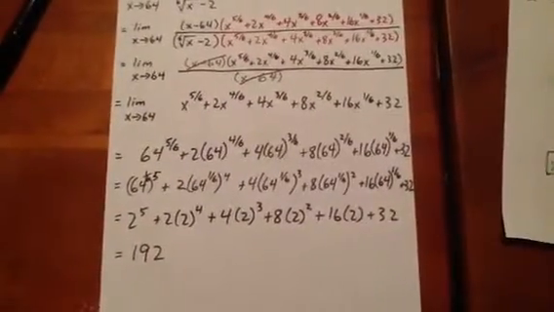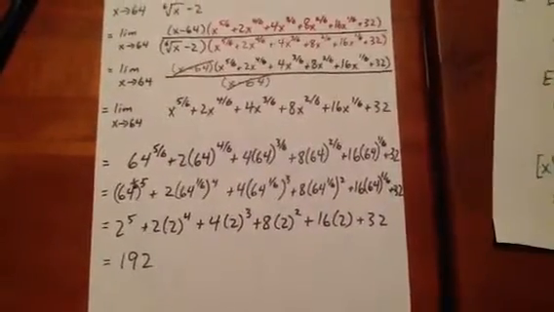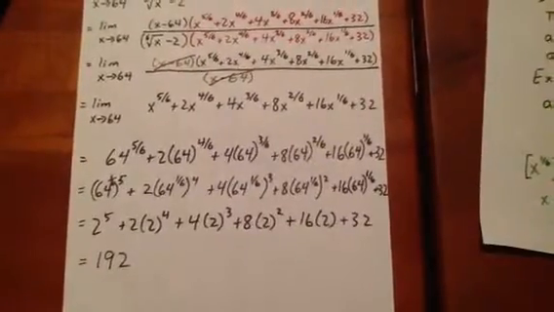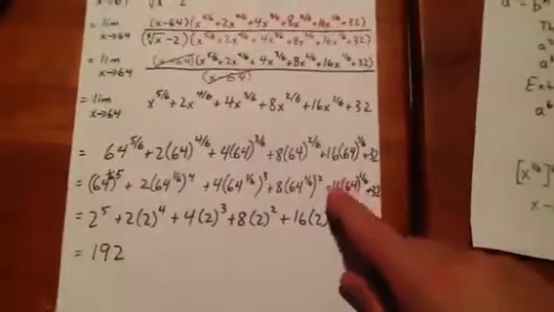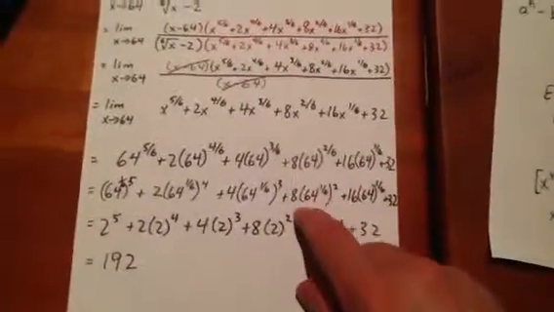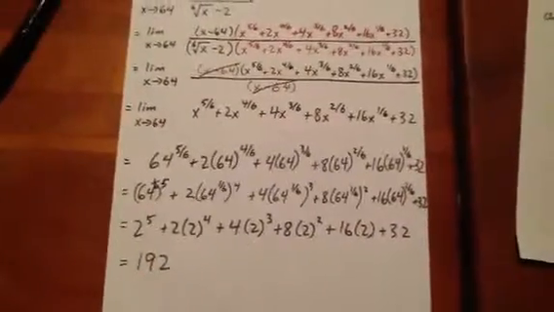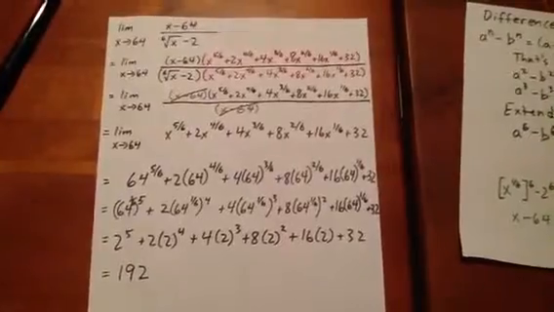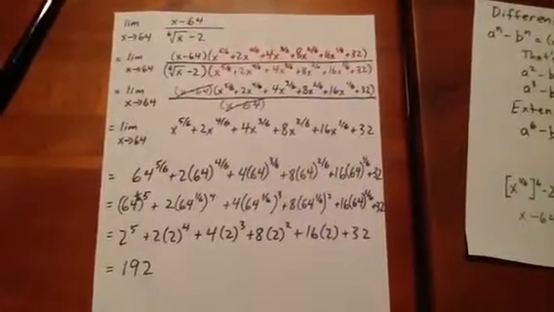Well, that's just 64 to the 5 sixths plus 2 times 64 to the 4 sixths plus 4 times 64 to the 3 sixths plus 8 times 64 to the 2 sixths plus 16 times 64 to the 1 sixth plus 32. You don't really need a calculator for this. You know the sixth root of 64 is 2. And what we end up with is a final answer for the limit of x minus 64 over the sixth root of x minus 2 as x goes to 64 of 192.